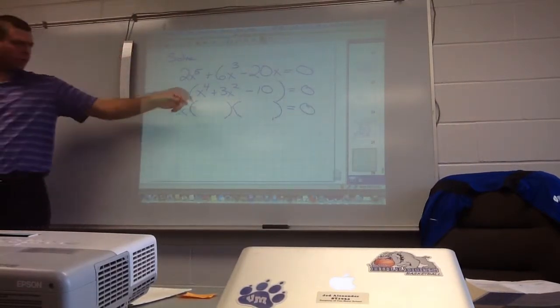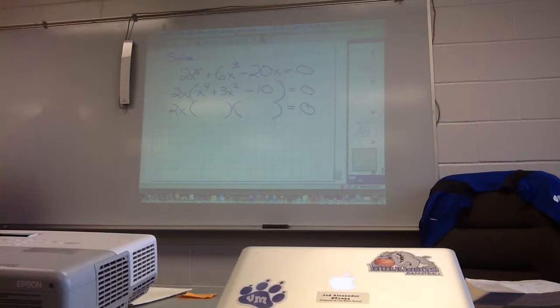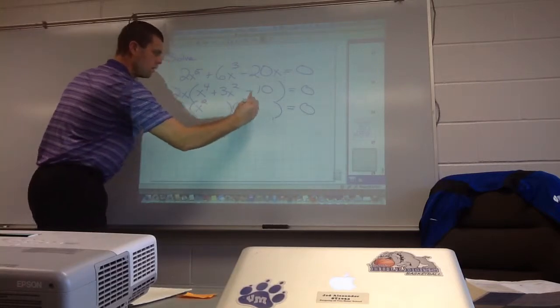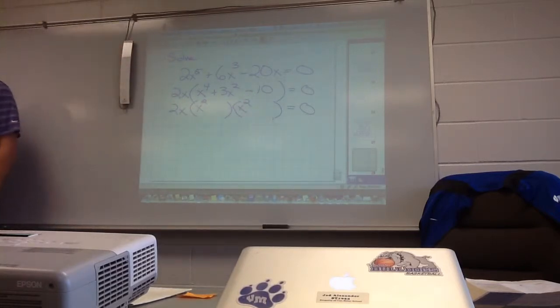What could I factor that middle part into? x squared and x squared. Two numbers that add to 3 and multiply to negative 10. Guessing positive 5 and negative 2.